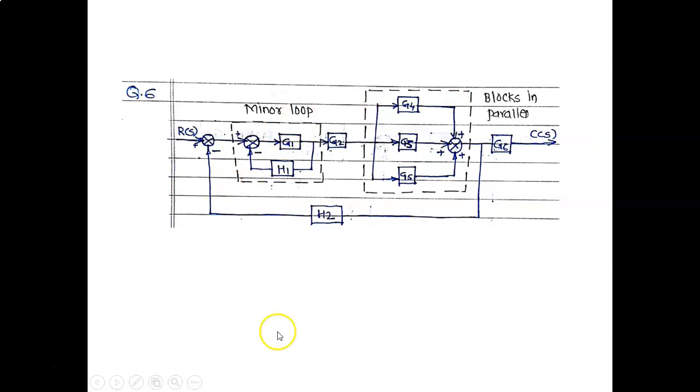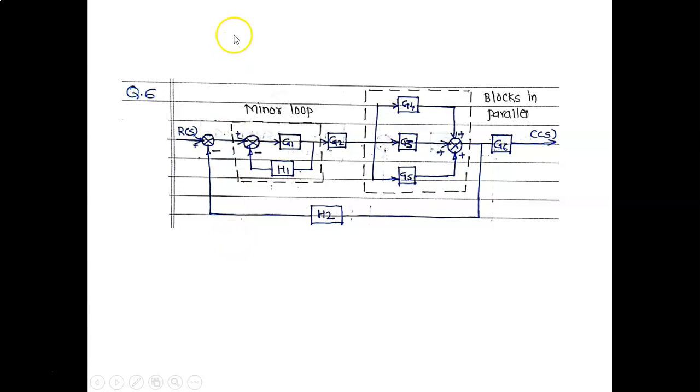Therefore, now in this block diagram, if you will see, these two summing points are there. Block G1, H1 is there, G2 is there, blocks G3, G4, G5 are there, and this is the block G6, and this is the feedback signal, this H2 is there, and again here the feedback element H1 is there.